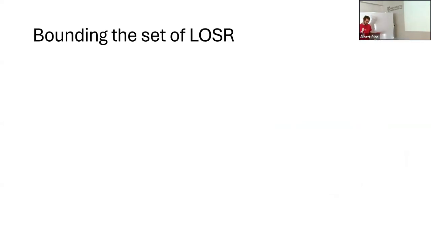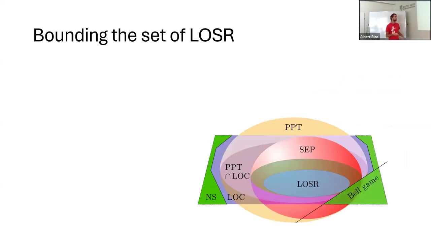Okay, the next thing we want to say, as I'm done with the whole talk, is that by using this kind of extra constraint, we can bound some set of channels, in particular the network local operations, etc. In this way.